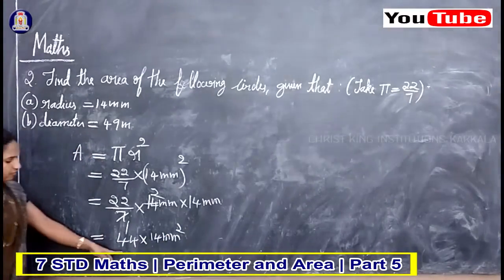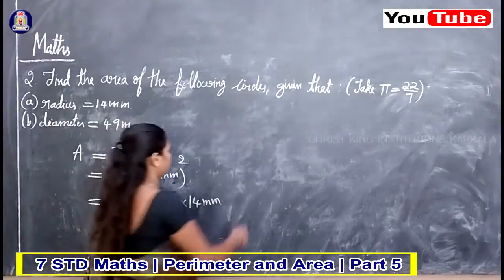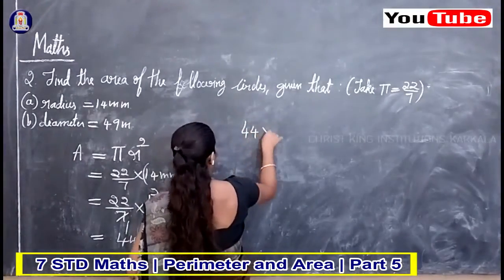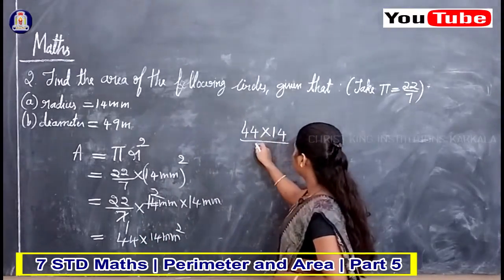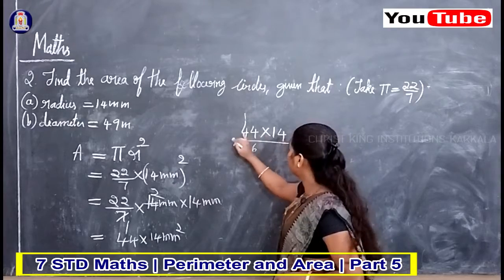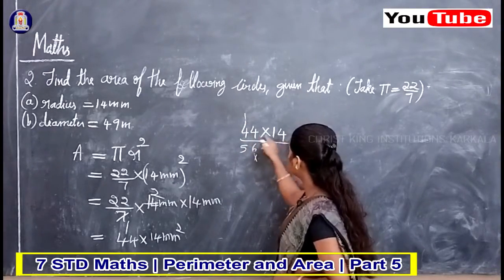Correct? So now we have to multiply 14 into 44. So multiply 44 into 14. So now 4 4s are 16, 1 remaining, 4 1s are 4, 4 plus 1, 5. Correct?